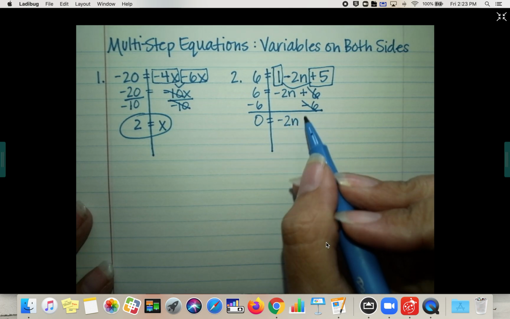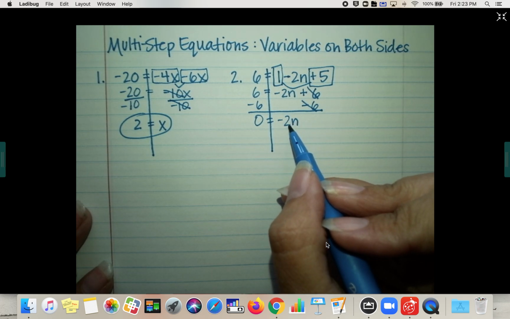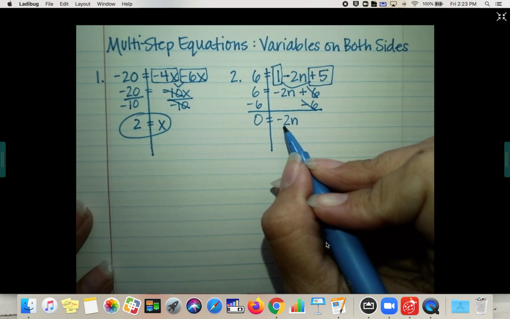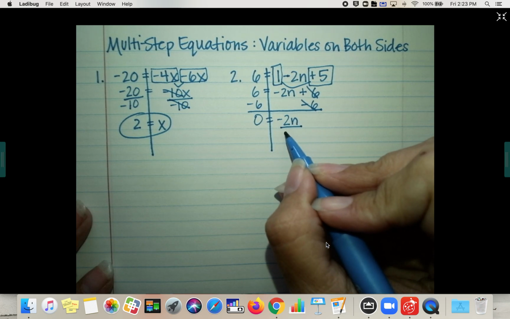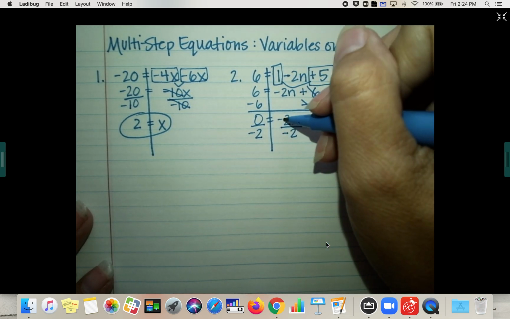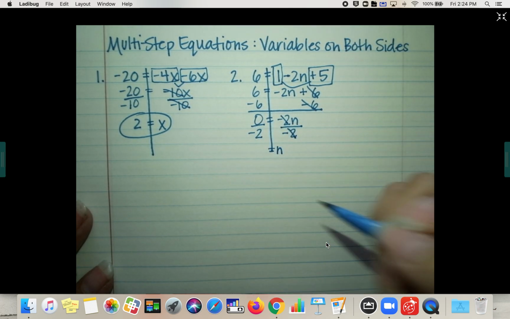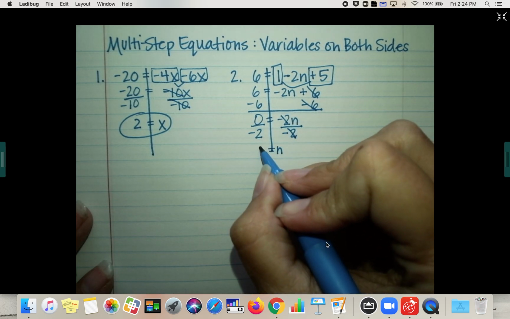So now we look at it and see what's happening to it. Negative 2 is squished up against the n, which means they're being multiplied. So we are going to divide by the exact same number, which is negative 2. On both sides. What you do to one side, you do to the other. Cancel. 0 divided by anything is 0.